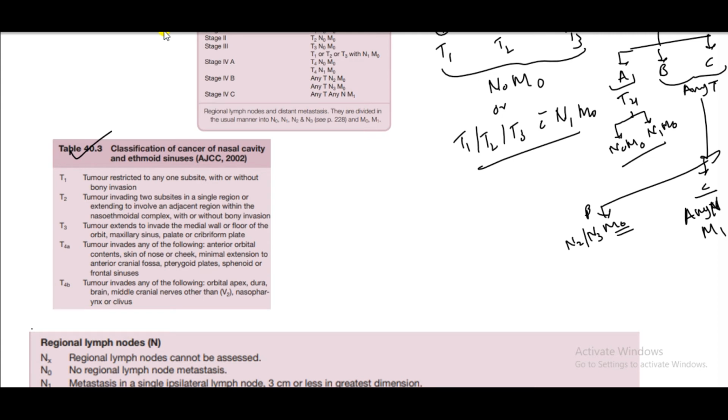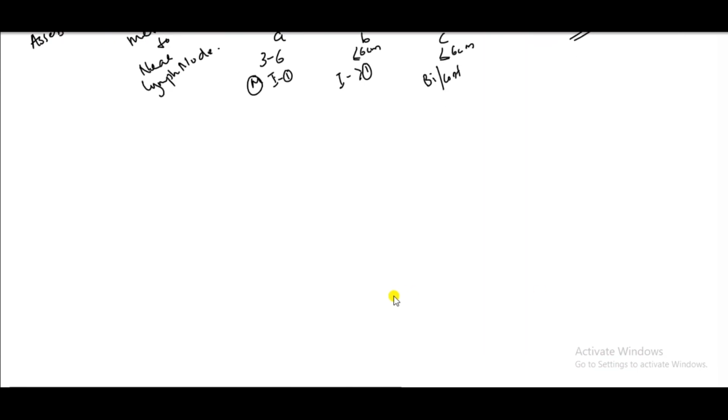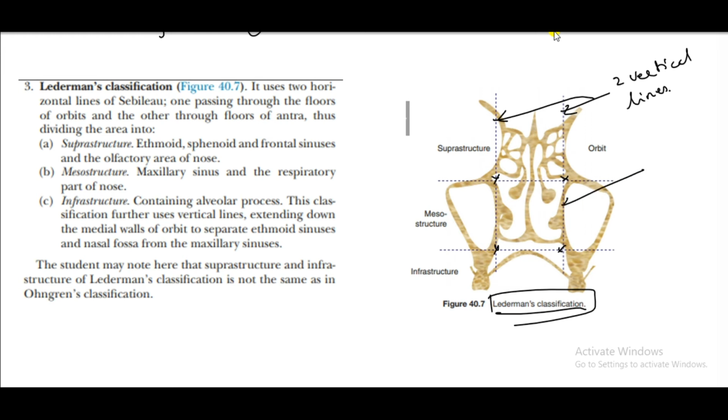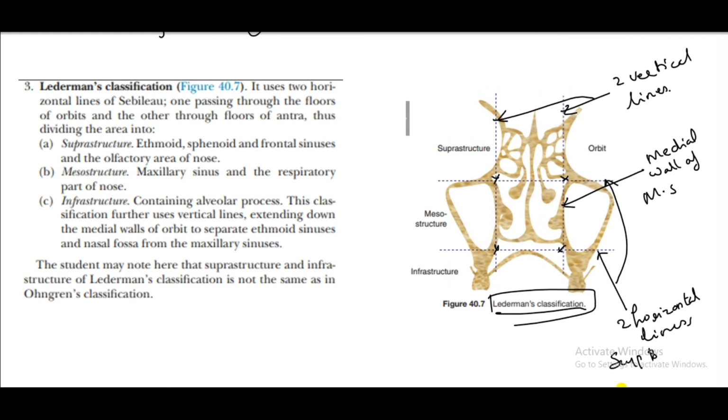So Lederman's classification. What is here? It has two vertical lines and two horizontal lines. The vertical lines are drawn along the medial wall of the maxillary sinus and the medial wall of the orbit. The horizontal lines we have are supra and infra. Supra is the superior border of the maxillary sinus, and infra is the inferior border of the maxillary sinus. We have three structures: supra, meso and infrastructure.